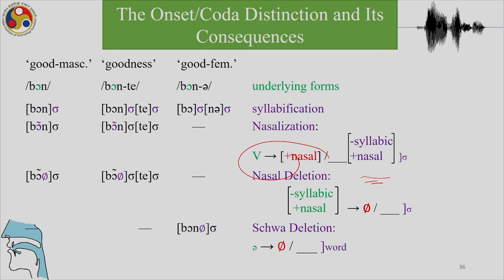So we have these French examples of bon, bonté, and bonheur, where we have a schwa deletion here, but we have nasal deletion. In this position we have nasal deletion, so we have bon, and then we have again nasal deletion here, so we have bonté or bon. And similarly, these are the surface forms of bon, bonté, and bon.